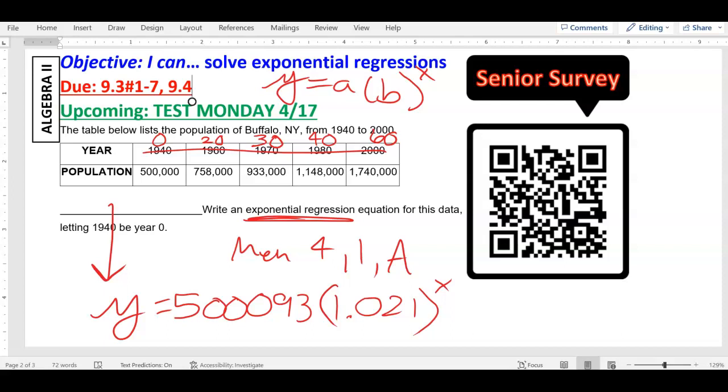But I'm giving you time today to finish 9.4, and yeah, 9.3, just the front side, number 1 through 7 is fine, okay? I'm giving you time to work, not waste, so please work and not waste time. Okay, here we go.